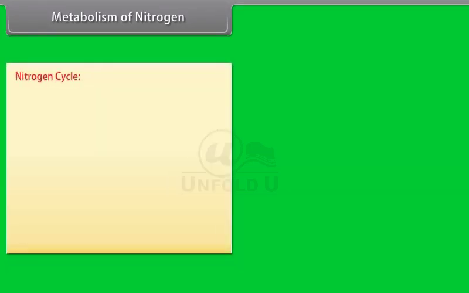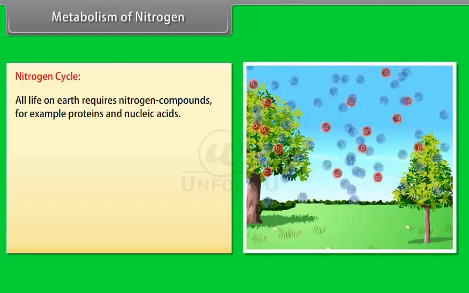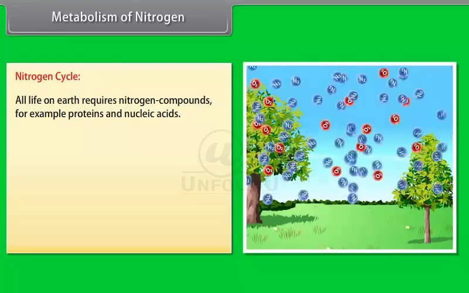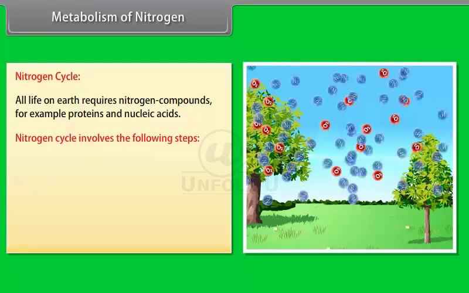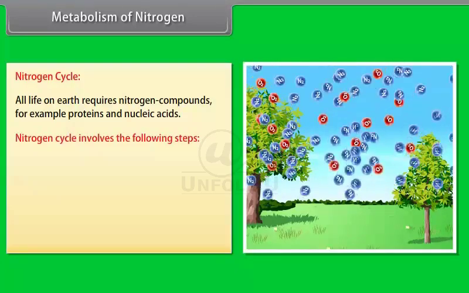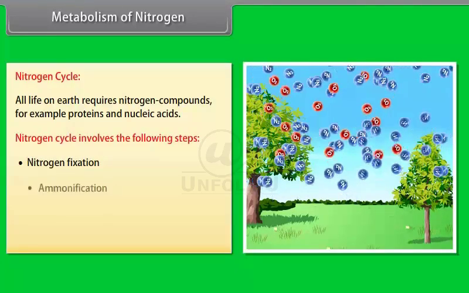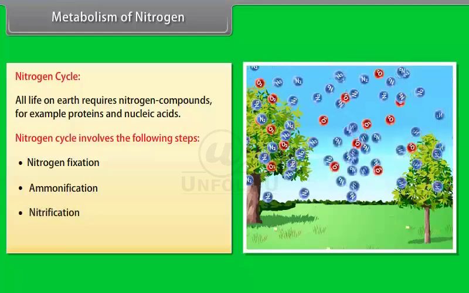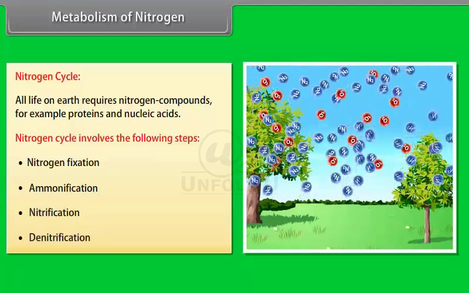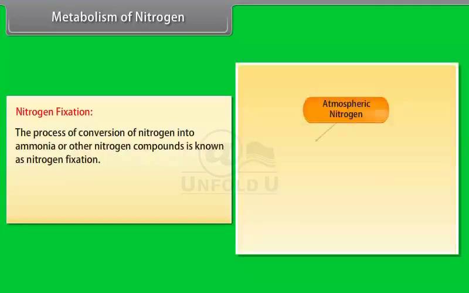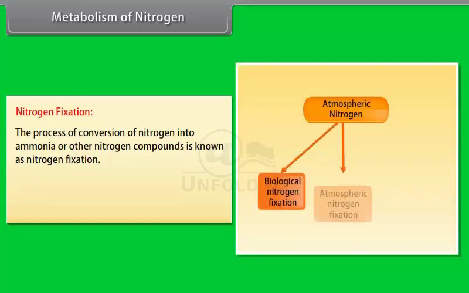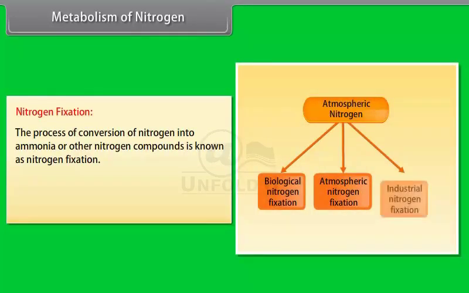Metabolism of nitrogen. Nitrogen cycle. All life on earth requires nitrogen compounds, for example, proteins and nucleic acids. The nitrogen cycle involves the following steps: nitrogen fixation, ammonification, nitrification, denitrification. Nitrogen fixation. The process of conversion of nitrogen into ammonia or other nitrogen compounds is known as nitrogen fixation.